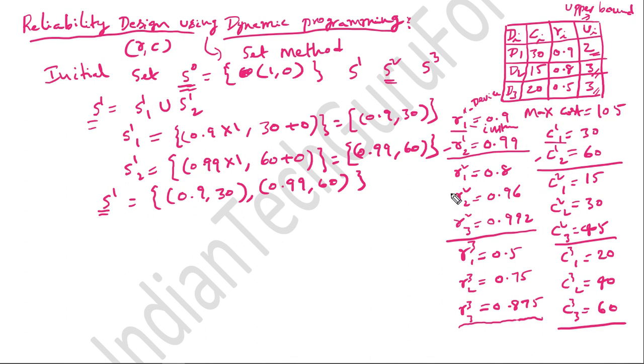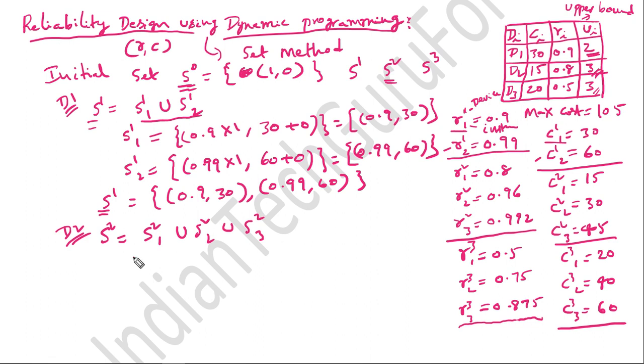Okay. So now S power 2 will be calculated as S power 2 suffix 1 union S power 2 suffix 2 union S power 2 suffix 3. So here we are taking 3 sets, whereas here we have taken only 2 sets. So what's the reason? The reason is here for device D1, the upper bound is 2 only, but for device D2 the upper bound is 3. So we need to consider 3 sets. So how to calculate the values for these 3 sets?